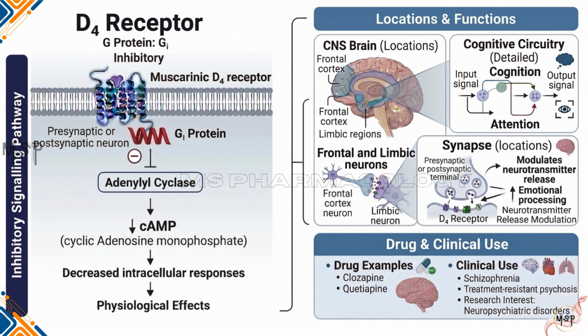Similarly, the D4 receptor belongs to the D2-like family and is coupled to Gi proteins. It is expressed predominantly in the frontal cortex and limbic regions of the brain, where it contributes to cognition, attention, and emotional processing. Certain atypical antipsychotic drugs, particularly clozapine, exhibit relatively high affinity for D4 receptors, although the precise clinical significance of this interaction remains under investigation. Other atypical antipsychotics, including quetiapine, also interact with D4 receptors to varying degrees.